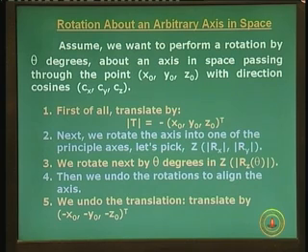First of all, we need to translate by a certain amount, which is nothing but x naught, y naught, z naught, the coordinates of the point through which the axis in space passes. Next, we rotate the axis into one of the principal axes. We actually do that by a rotation about x and y to coincide the axis with the z axis. And once the second step makes the arbitrary axis coincide with one of the principal axes, in this case z, we need to employ the rotation by theta degrees about the z axis, and once that is done, we have to just undo steps 2 and 1.